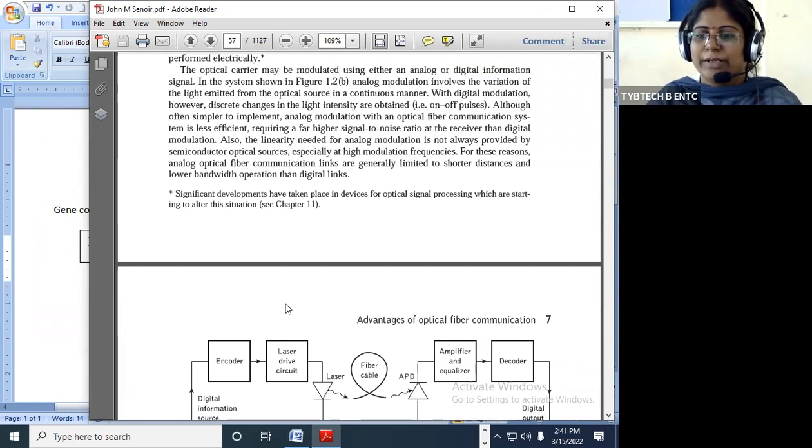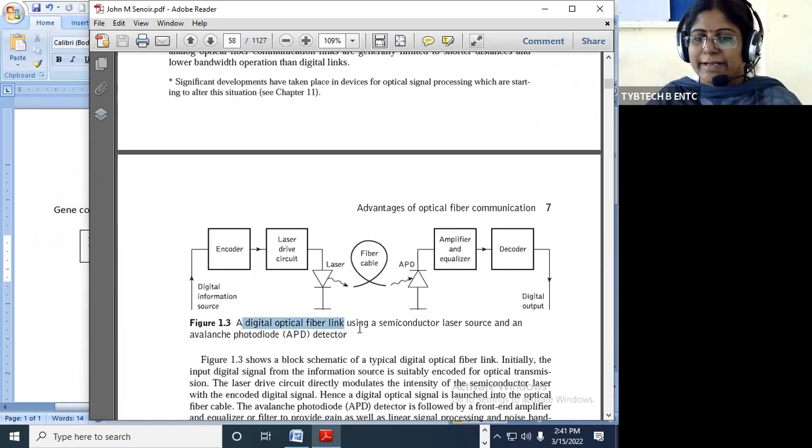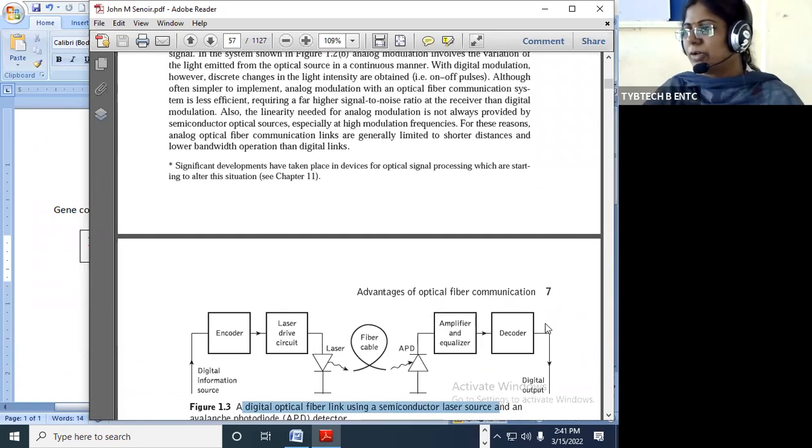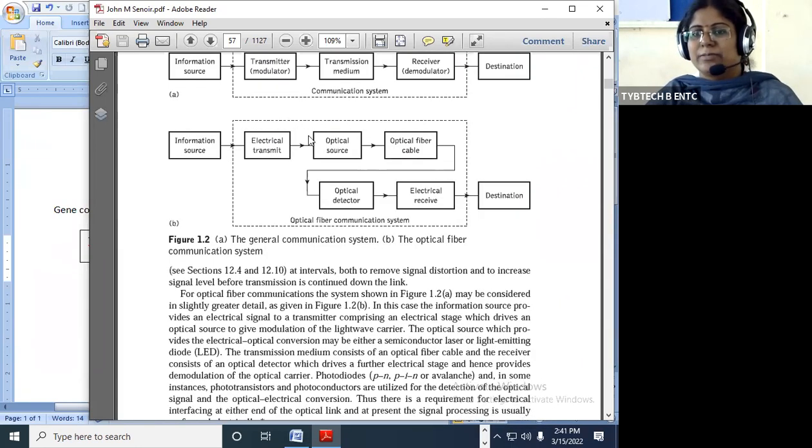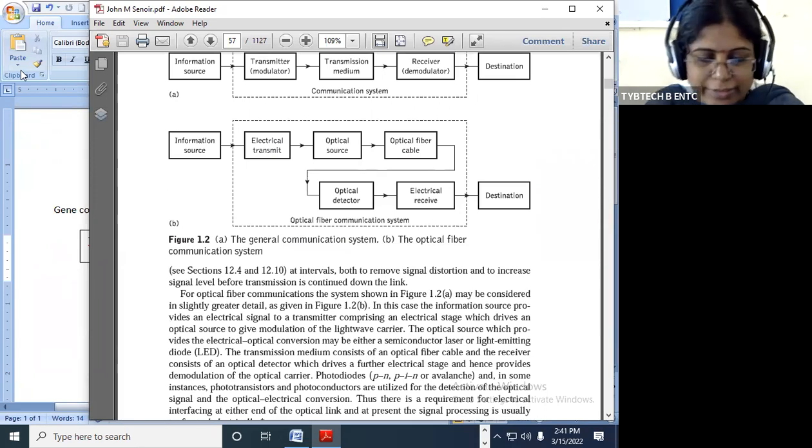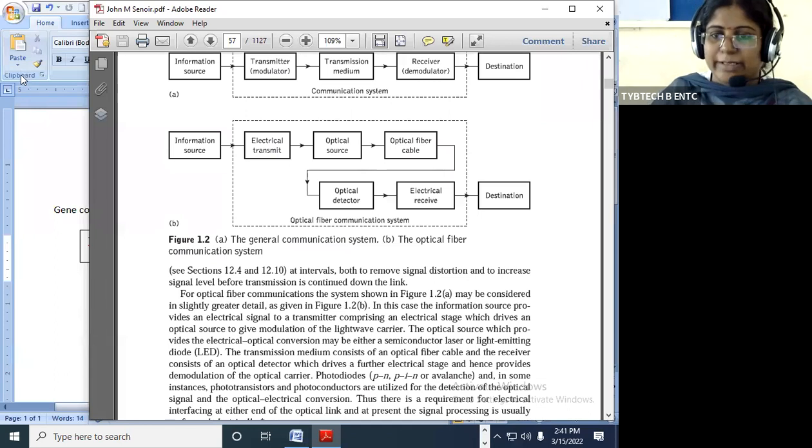I hope you are clear with that. Here is the additional diagram for the digital optical link. This you need not draw in the exam. Just this second diagram is sufficient. I hope you are clear with the block diagram of the optical communication system.